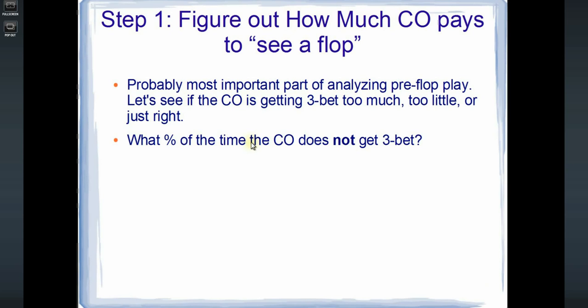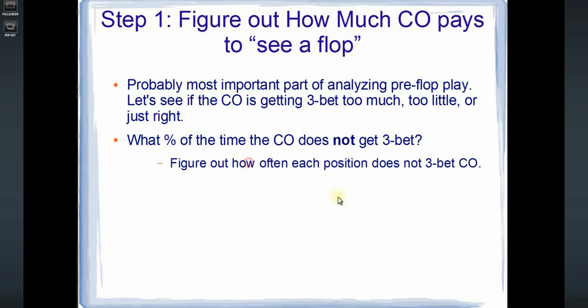So let's first start by figuring out what percentage of the time the cutoff does not get 3-bet. It sounds like a really easy mistake to make is to just add up all the 3-bet percentages and assume that's how often the cutoff gets 3-bet. It doesn't work that way, because then you can double count the times both the button and the big blind would 3-bet if given the opportunity. So in order to start figuring out how often the cutoff gets 3-bet, we have to first figure out how often the cutoff is not 3-bet. You'll see in just a second.